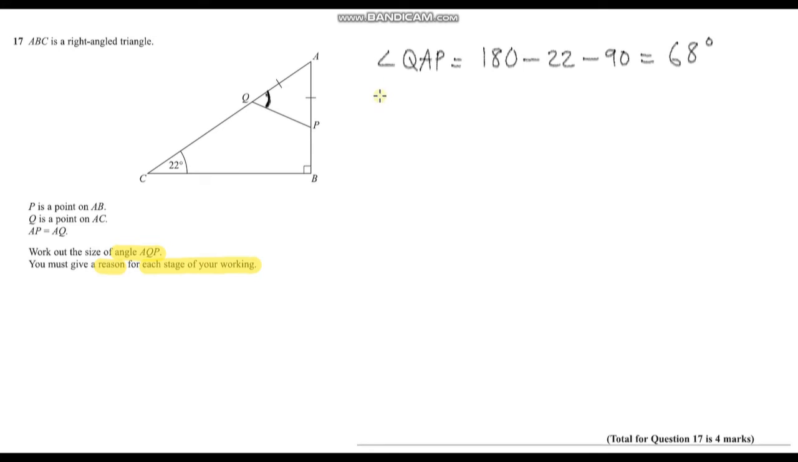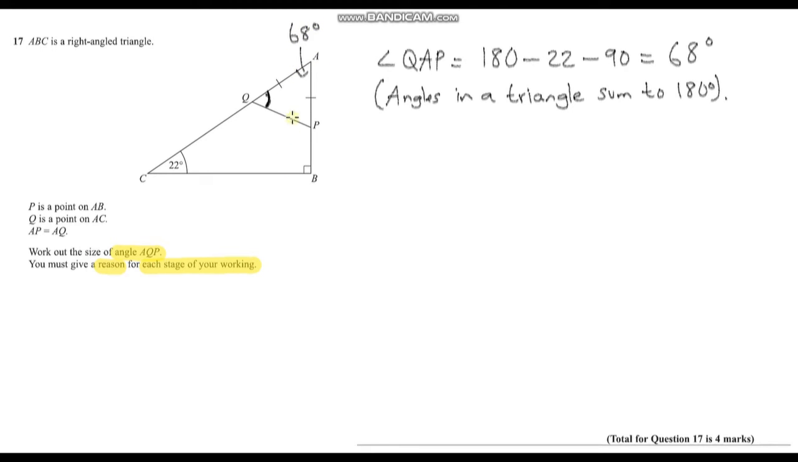but we must give a reason for our answer as well. So I'm just going to put in brackets, angles in a triangle. Actually, I'm going to write out triangle just because I don't want to leave any confusion. Angles in a triangle sum to 180 degrees. So we've done the first part. So let's just write in here, that is 68 degrees.